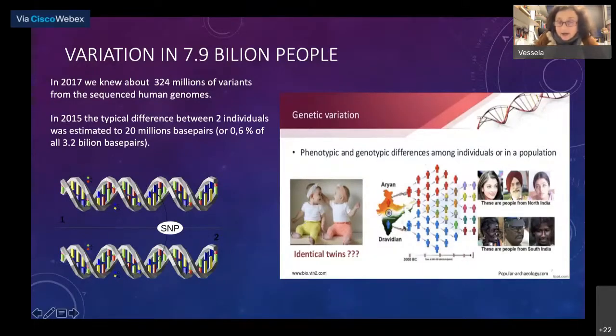Here it is given only on the background of India, northern India and southern India. And in 2015, the typical difference between two individuals was estimated to be 20 million base pairs. So this is quite a lot. This is 0.6% of the 3.2 billion base pairs that we know. And most of these variants are so-called single nucleotide polymorphisms, or SNPs, that I'll be coming back to, which represent a simple replacement of one base to another from individual to individual.